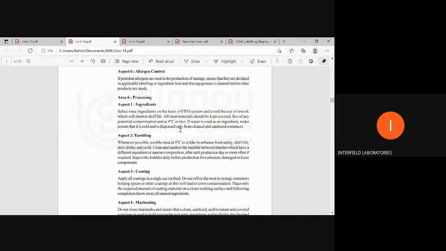Whenever possible, tumble meat at 4 degrees Celsius or colder to enhance food safety, shelf life, slice stability and yield. Clean and sanitize the tumbler between batches. Inspect the tumbler daily before production for corrosion, damage or loose components.